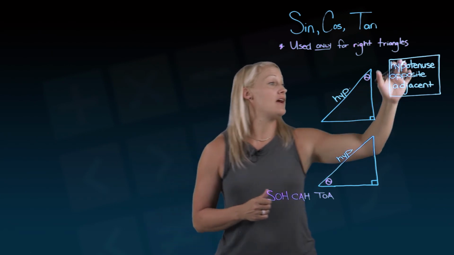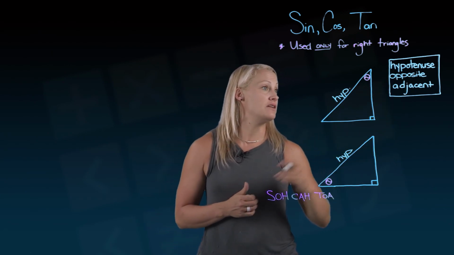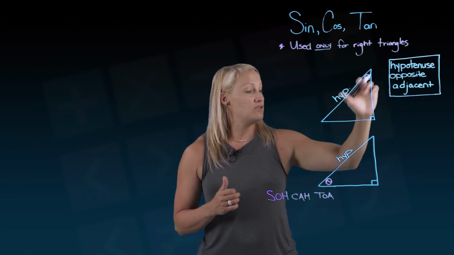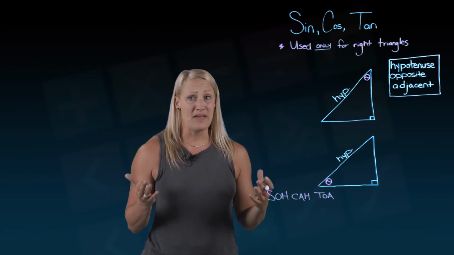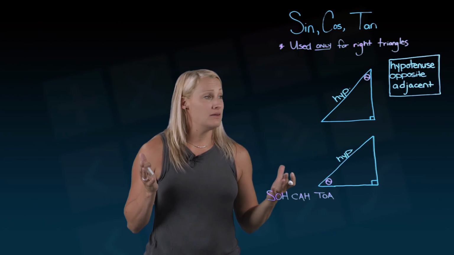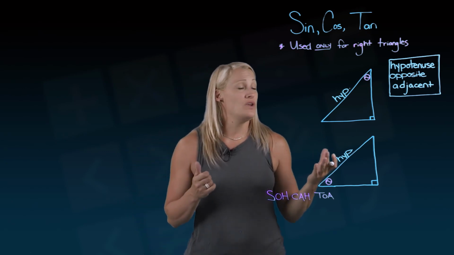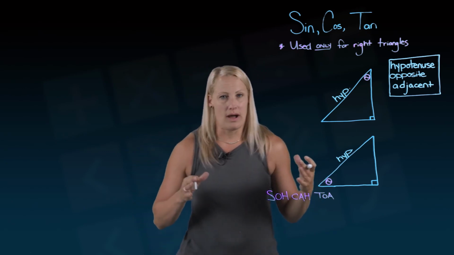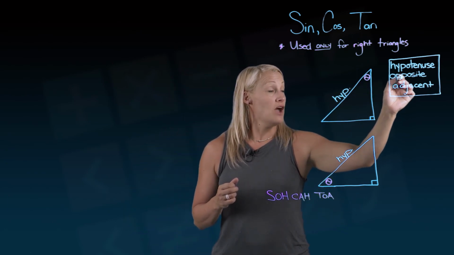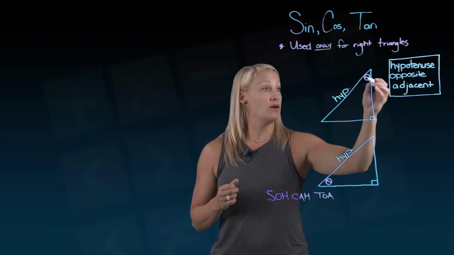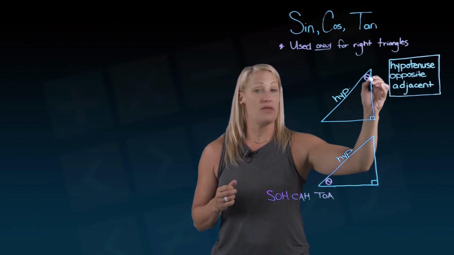So the other two words I have here are opposite and adjacent. Now, you can see this little squiggly guy here that I've drawn in both of those triangles. That is called a theta. It's just an unknown angle. It's an angle that we don't know. We tend to use letters like X or Y or A or B for unknown sides, and theta for unknown angles. So the opposite side in these triangles is always opposite the theta.